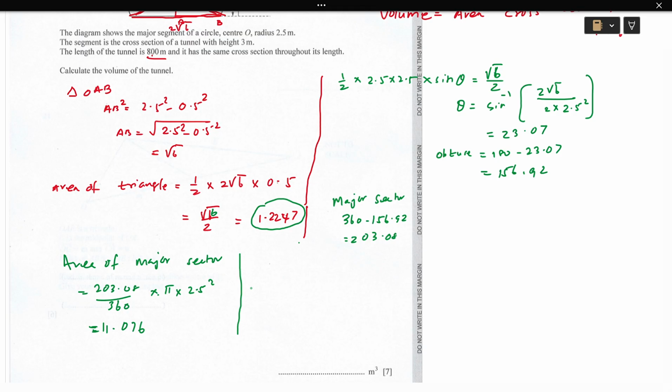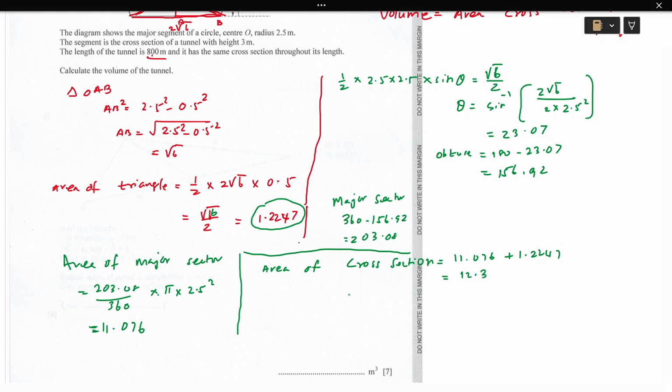So I'll write here, area of cross section equals 11.076 plus 1.2247, which is equal to 12.3.